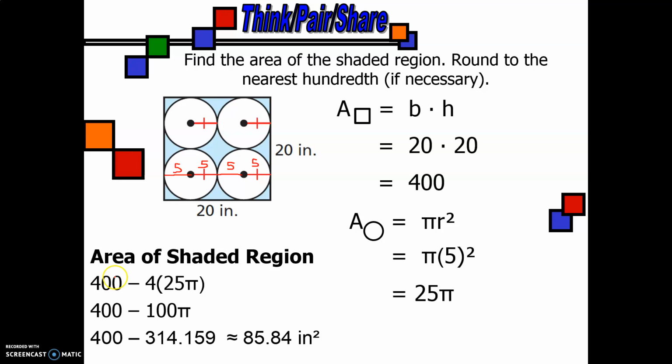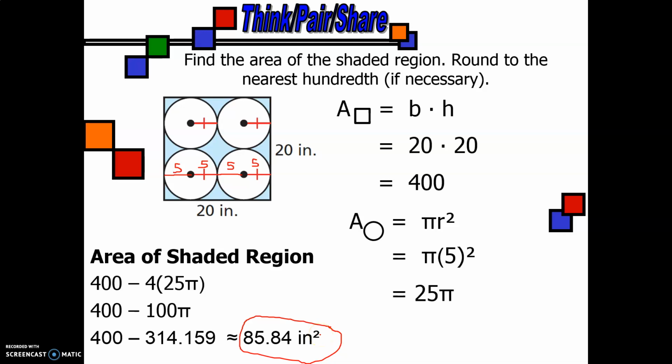So here, I wrote 400, and I'm going to take away 4 times 25 pi. 4 times 25 is 100 pi. 400 minus 100 pi. 100 pi, by the way, is about 314.159. That gives you an approximate answer of 85.84 square inches.